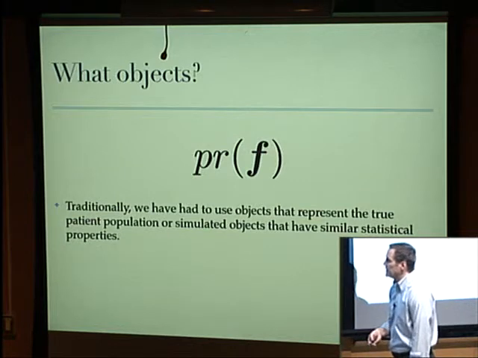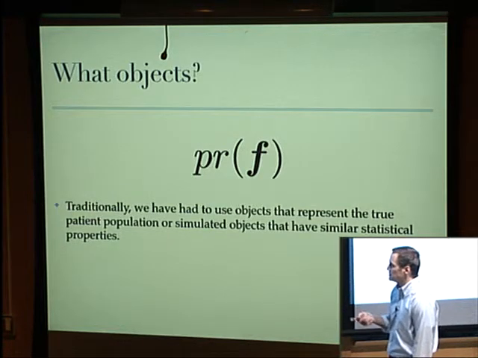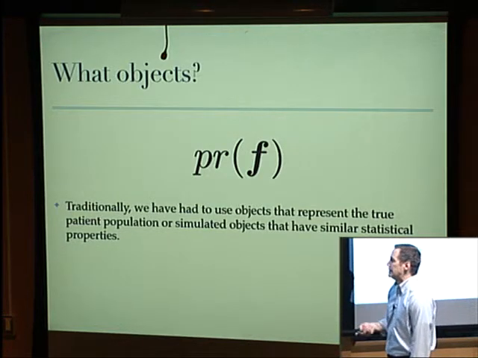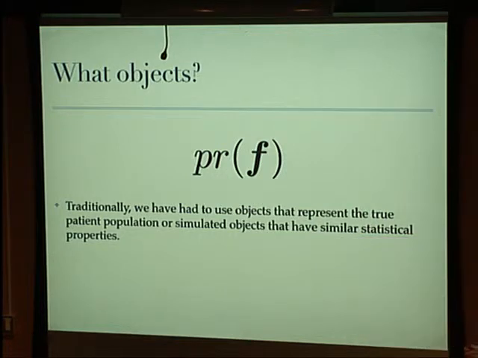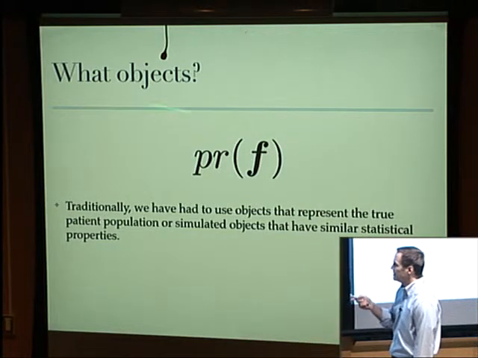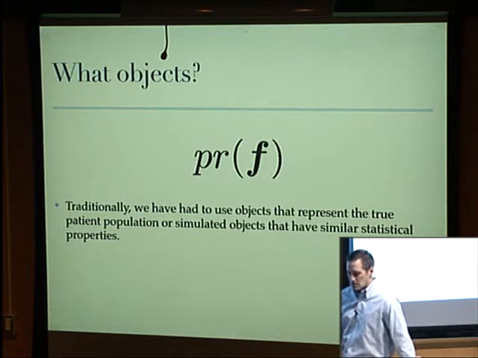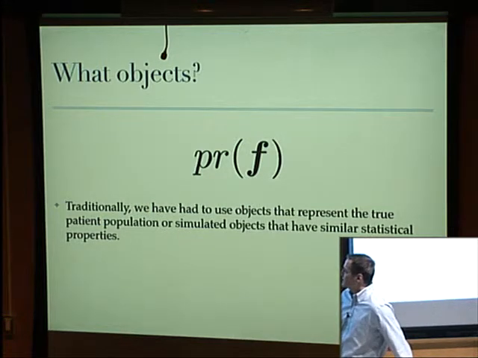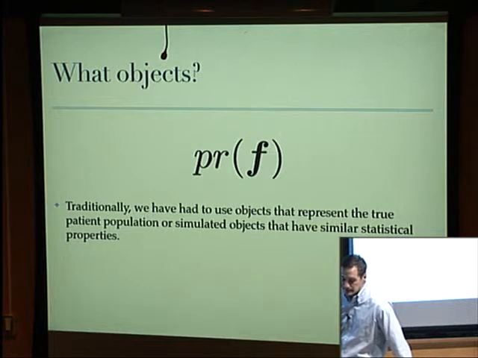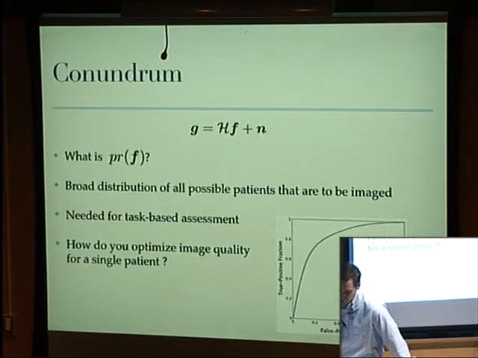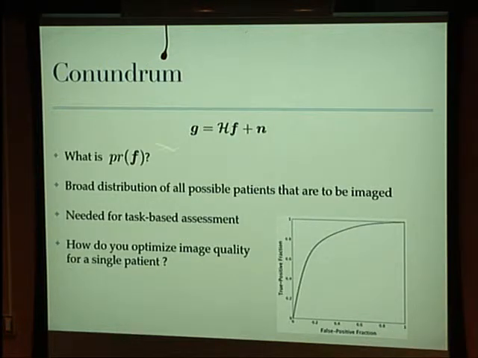So traditionally, we have had to use objects that represent the true patient population, or simulated objects that have similar statistical properties. But what we're really often dealing with is the probability density of the patient population being imaged. It's a hard question to answer, but that's often what people are considering. So what is PRFF? It's the broad distribution of all possible patients that are to be imaged.